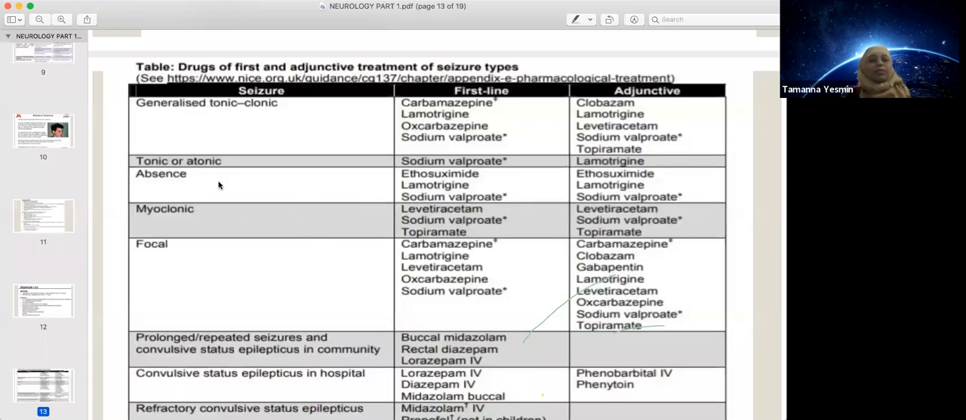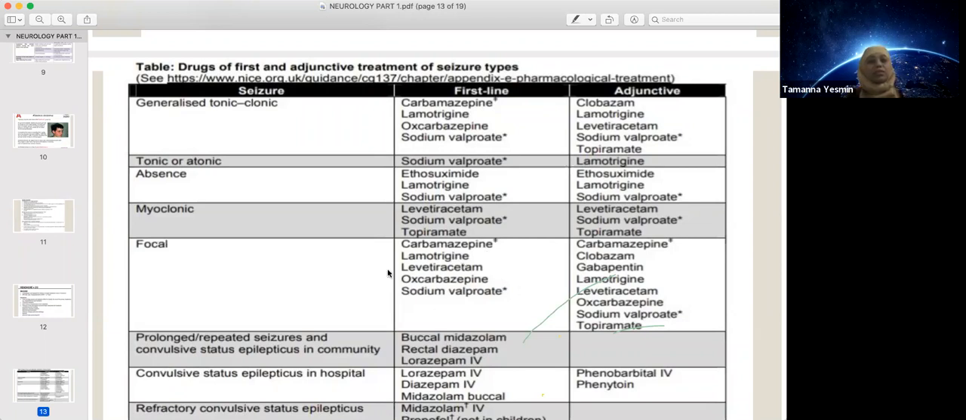Here, remember that in absence and myoclonic, these two seizures, carbamazepine is contraindicated. Why? Carbamazepine lowers the seizure threshold in absence and myoclonic. Okay, so in absence and myoclonic, we will not give carbamazepine. This is a very important point. So ethosuximide, lamotrigine, sodium valproate are best for absence seizure, and levetiracetam, sodium valproate, topiramate are best for myoclonic, and we will never give carbamazepine in absence and myoclonic.